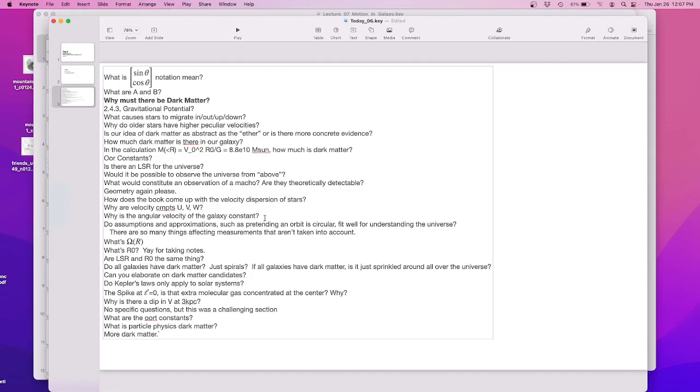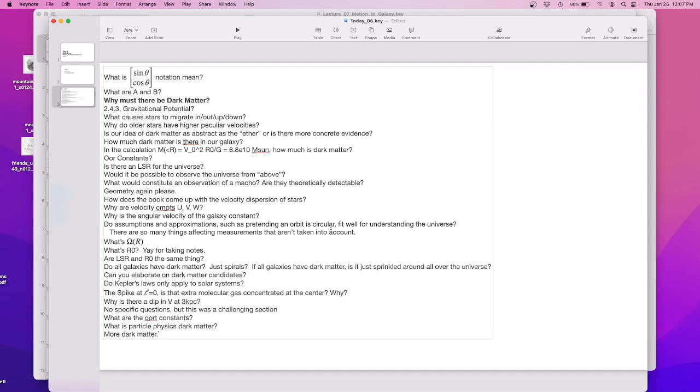Why is the angular velocity of the galaxy constant with radius? Because of dark matter. What I want is for it to fall off like R. But it's not, it's flat. That's because there's a buttload of stuff out there. And that buttload of stuff keeps that mass doing the flat rotation curve story.